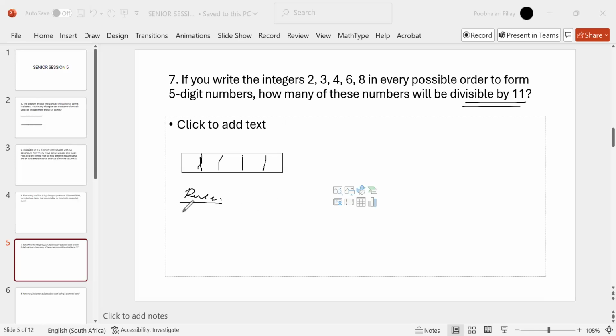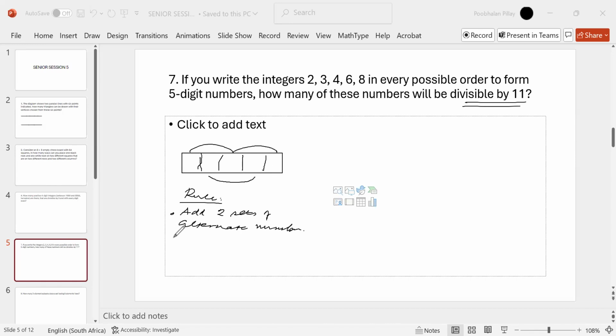The rule is: add the two sets of alternate numbers. By alternate numbers, I mean that one and that one are alternate. That's one set. So one of the sets has got 3 numbers in it, and the other one will have two numbers, the second and the fourth. So for those five numbers, you add the two sets of alternate numbers.